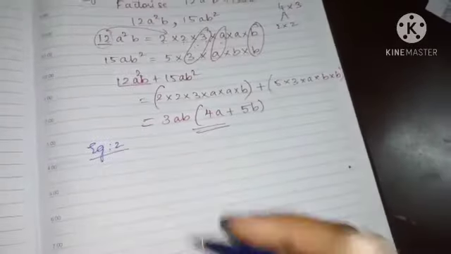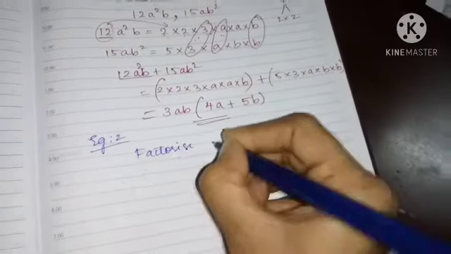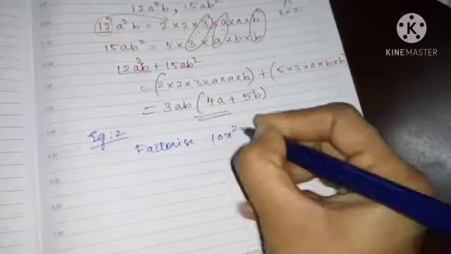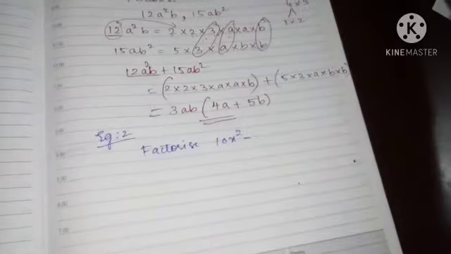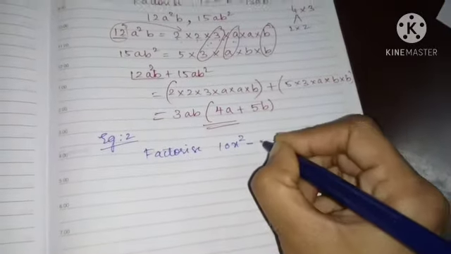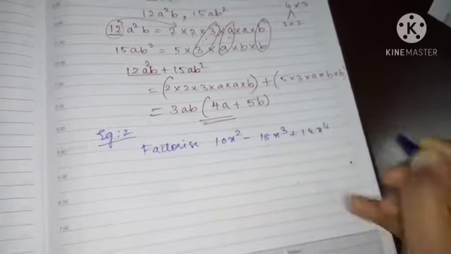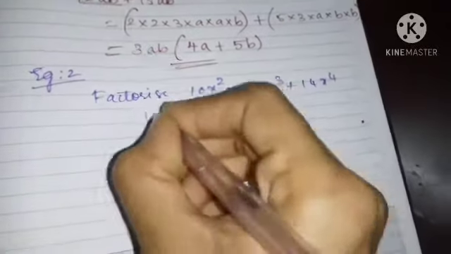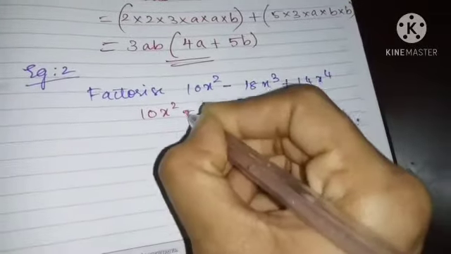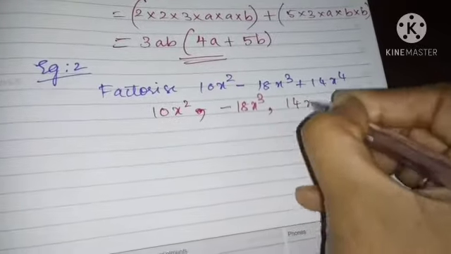Next is your example number 2. What is example number 2? Factorize 10x square minus 18x cube plus 14x power 4. Factorize is nothing but splitting everything; you should do the most simplification possible. That is the factorization. Okay, now we are going to split it up. There are 3 terms: 10x square, minus 18x cube, 14x power 4.